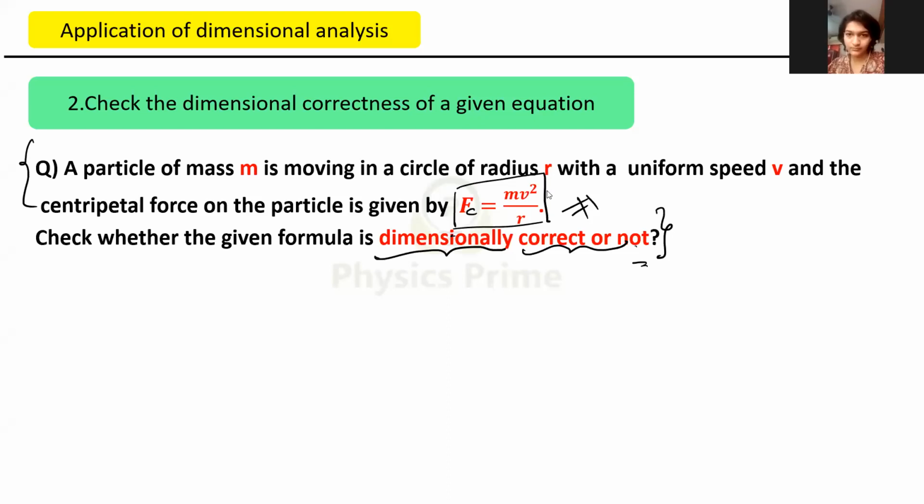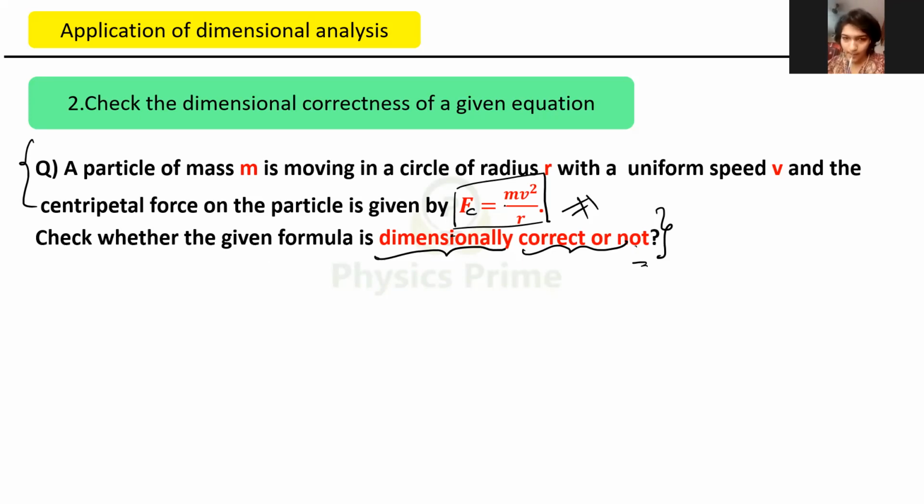Every correct formula should be dimensionally correct, but every dimensionally correct formula need not be a correct formula. For example, every person who has crossed the pass mark cannot be the topper. But every topper should have definitely passed the pass mark, right? Similarly, every correct formula should definitely be dimensionally correct. There are some exceptions, which I'll explain later. Let us see whether the given formula is dimensionally correct or not.